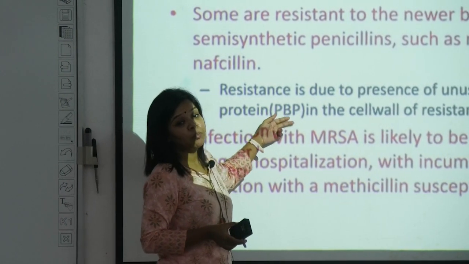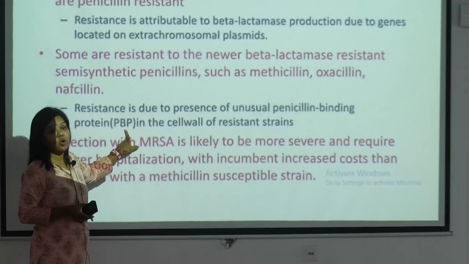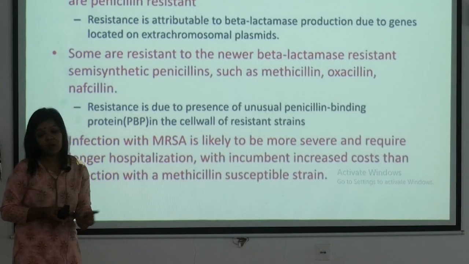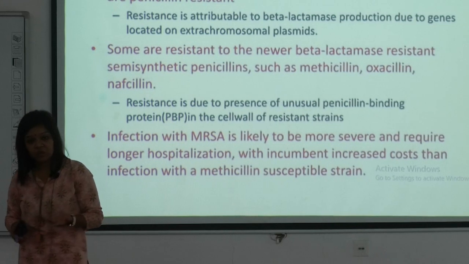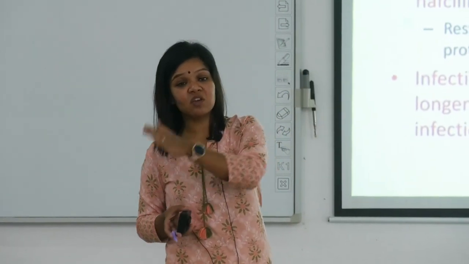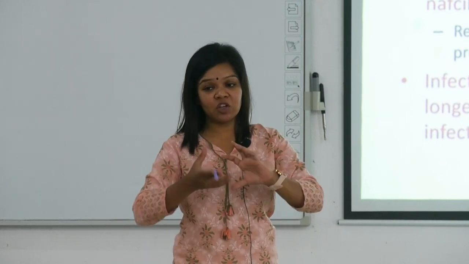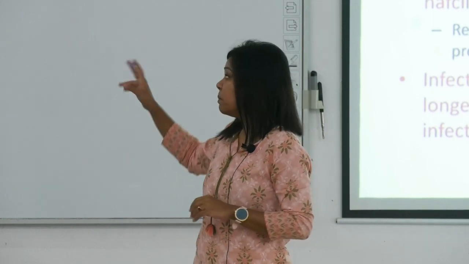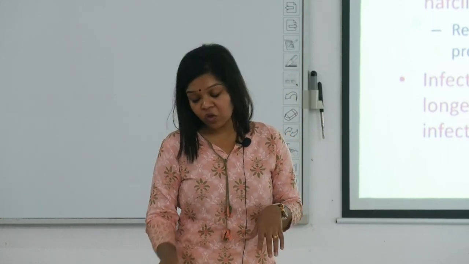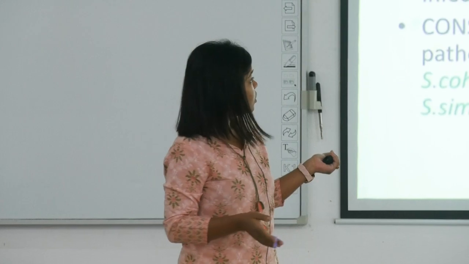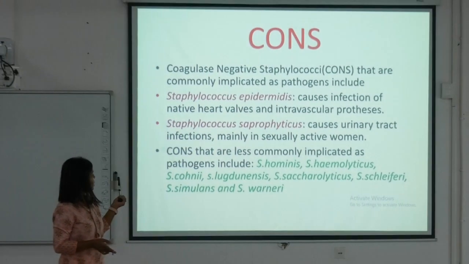This penicillin binding protein changes. This is how Staphylococcus encodes the change, a genetic change. This penicillin binding protein PBP gets changed into PBP2a. There is a modification, so the penicillin binding site is changing, and this change is mediated by the mecA gene. Okay, so this is how Staphylococcus aureus becomes methicillin resistant. Cons, I have told you already. What are the cons?